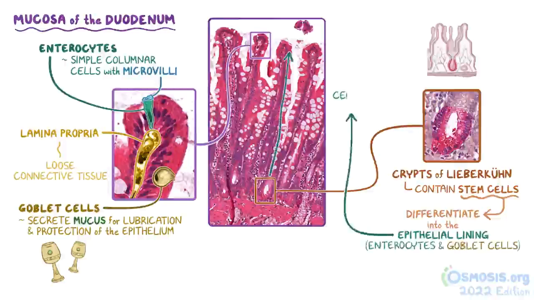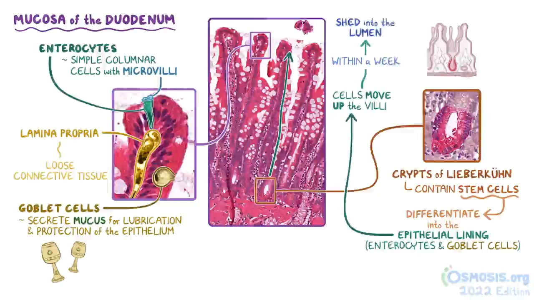The differentiated cells move up the villi as new cells are continually formed underneath them, and within a week, the cells will reach the tip of the villi where they're shed into the lumen, similar to the separated epithelial cells seen at the top right of this image.